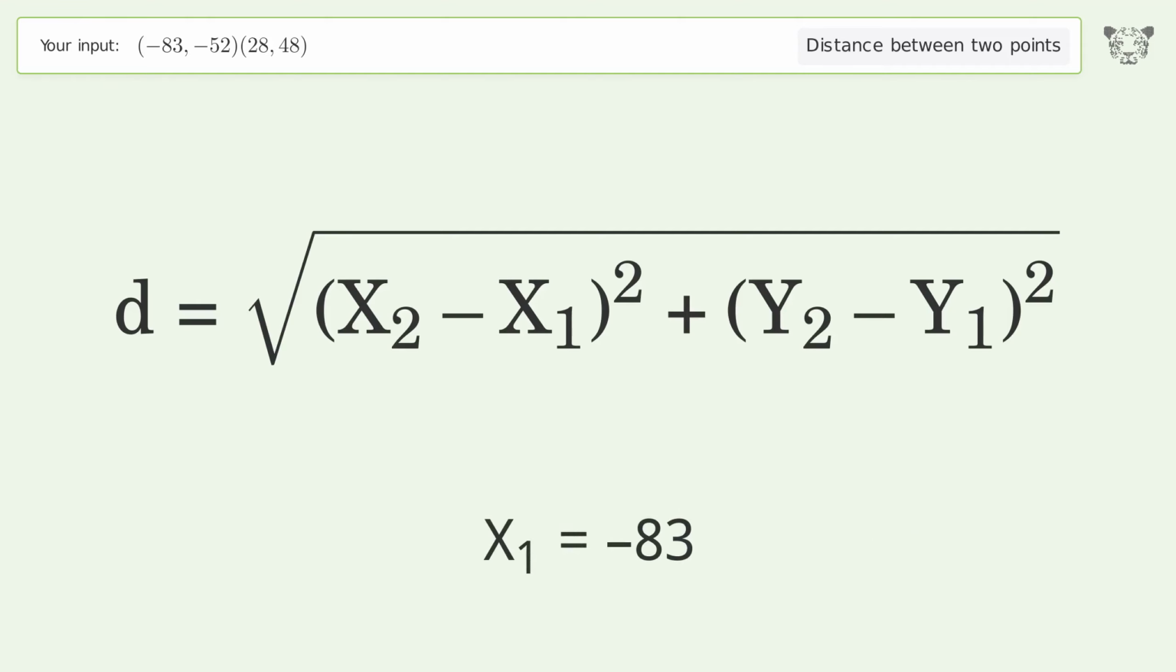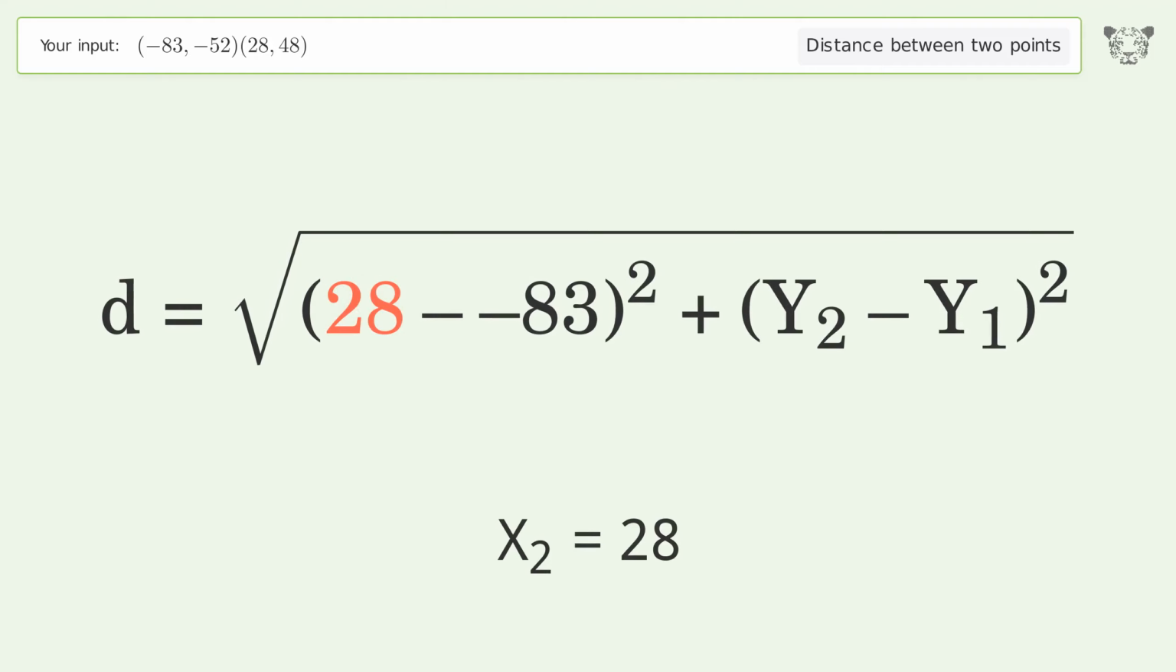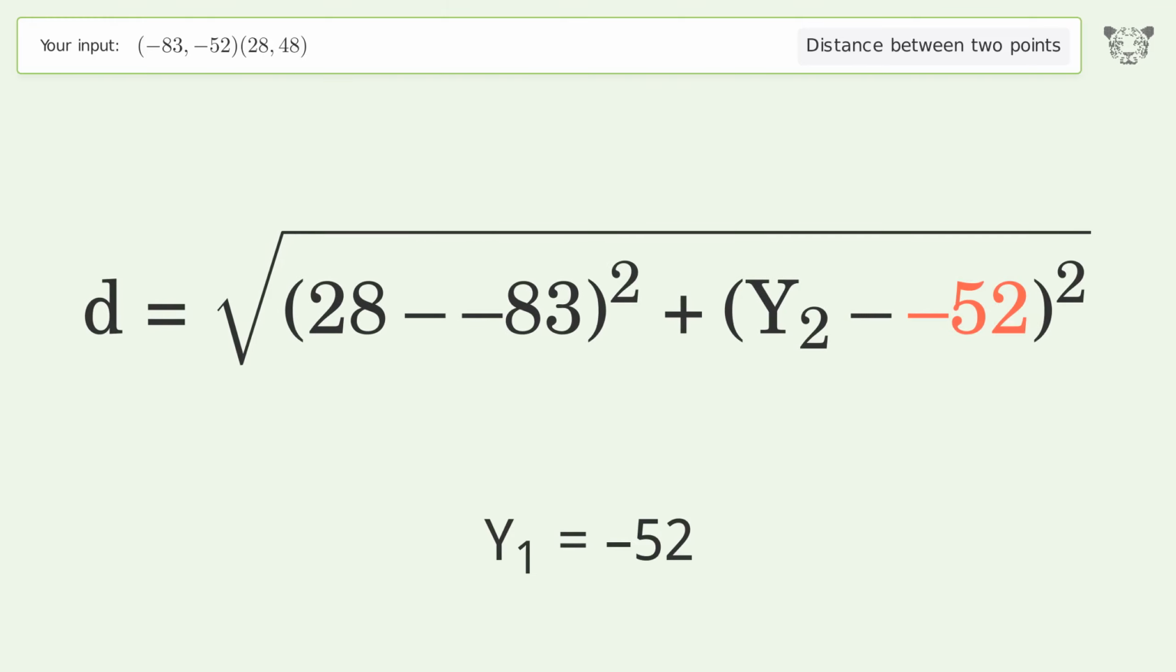x1 equals -83. x2 equals 28. y1 equals -52. y2 equals 48.